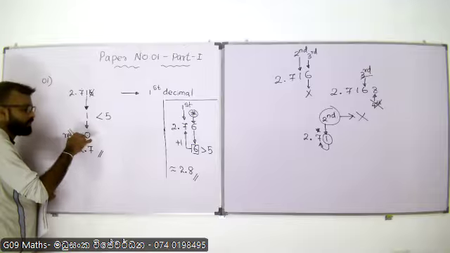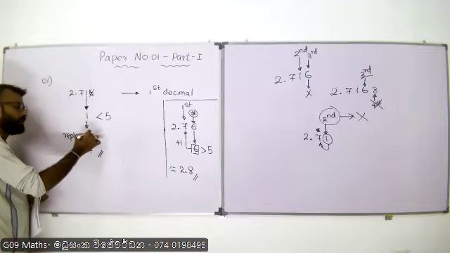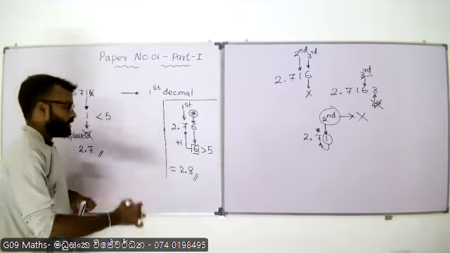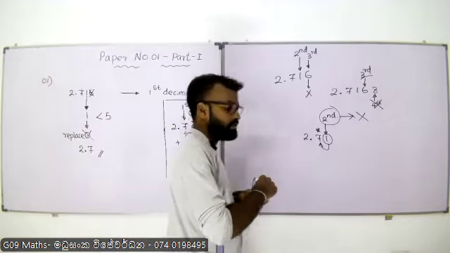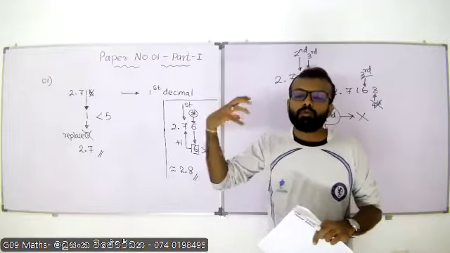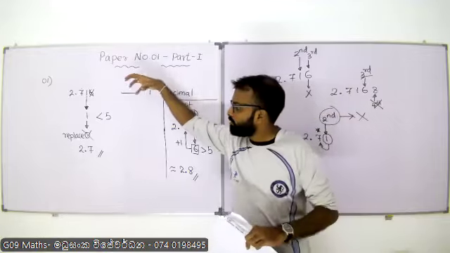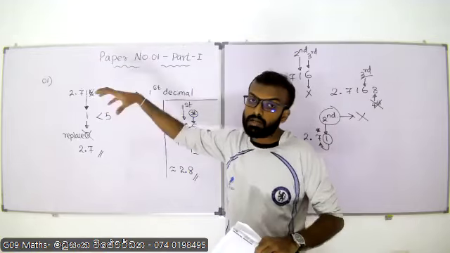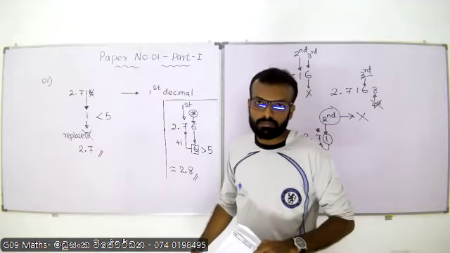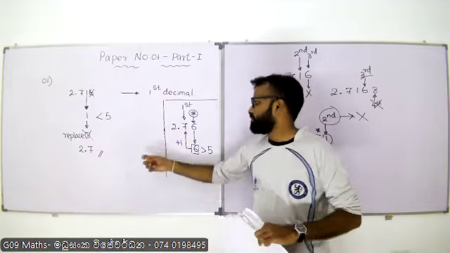But in this case, under this question, your answer is 2.7 because the second decimal place is less than 5. So you should replace it with 0, or you can completely eliminate it, right? Doesn't matter. That is the full question. You need to understand the full theory part when you are dealing with scientific notation or rounding off.